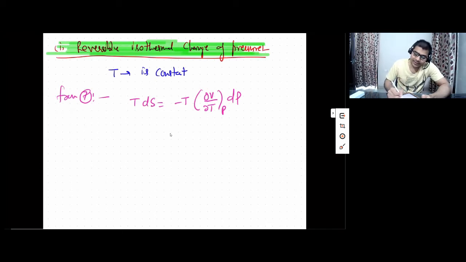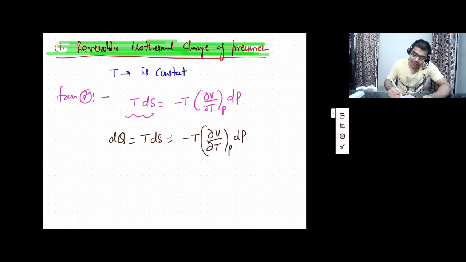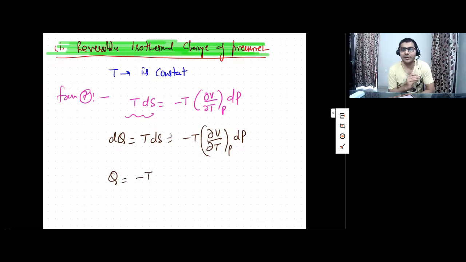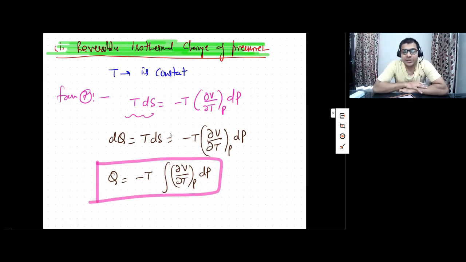Now, this is nothing but the heat exchange in this process, dq, because from the second law of thermodynamics, dq is equal to TdS, and this is equal to minus T (del V by del T) at constant P dP. Now I'm going to integrate it to find the heat involved in the process, and that is minus T, because temperature is constant. So I will keep the temperature outside the integral because it's an isothermal process, and integrate over (del V by del T) at constant P. That is how we can calculate the heat exchange in the process where the change of pressure is taking place under the isothermal reversible condition.